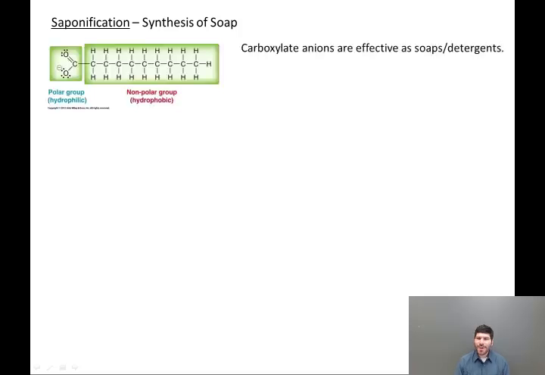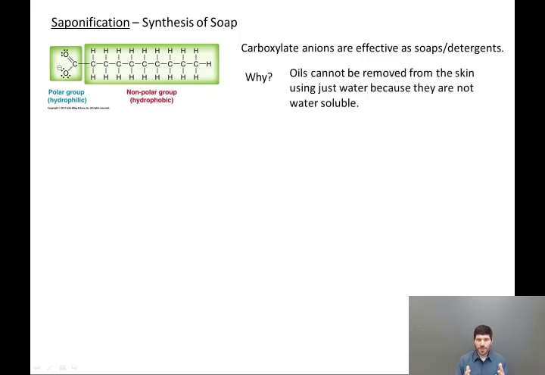Carboxylate anions, which is what you immediately get out of this reaction, are effective as soaps or detergents, especially if they have a long-chain alkyl group on the carboxylate. Why is this the case? Well, the reason you really need soap is to remove oils in the form of sweat or whatever comes out of your oil glands from the skin. But they cannot be removed from the skin using just water because they are not water soluble.